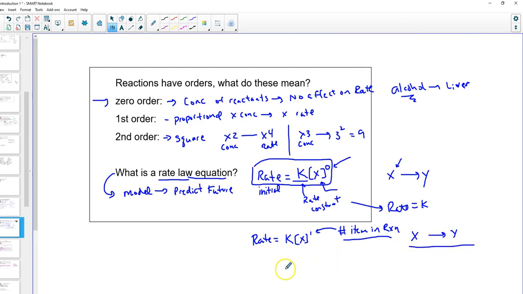Okay. All right. Another example, second order. So that means for second order, I need two things bumping into each other. So it'd be X plus X yields Y. So I have two things here. So it's going to be rate equals K, and then the concentration of X to the second power. This means that if I double this, then the square goes to 4, that means that this guy gets multiplied times 4.